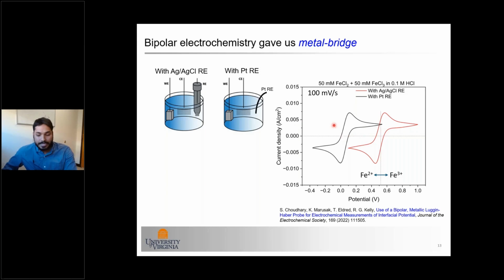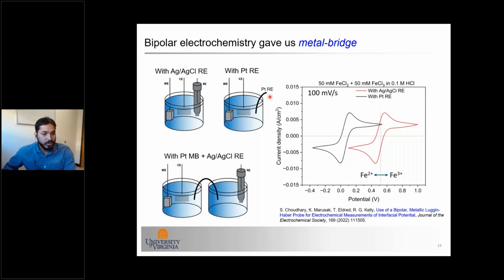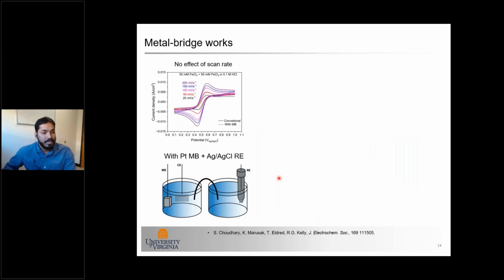But what we realized is that instead of using platinum as your reference electrode, if you use it as a bridge and have a true reference electrode in a different beaker, that gives an identical result to the conventional setup. So yes, it was an interesting work for us, and we also explored the applicability of the metal bridge in different aspects of electrochemistry, and also the limitations as well.